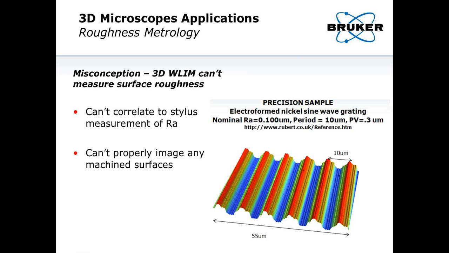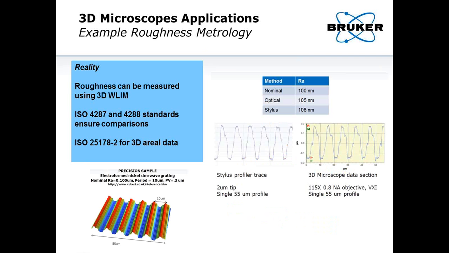And I have a lot of different examples of why that's not true, but I'm putting a particularly tricky one here to show. This is a commercially available sample with about 100 nanometer nominal roughness, and you can see the geometry there: 10 micron period, and around a 300 nanometer peak to valley. We can check this in many different ways, but people have told me, oh, you can't measure the roughness, it won't work. But in reality, that's simply not true.